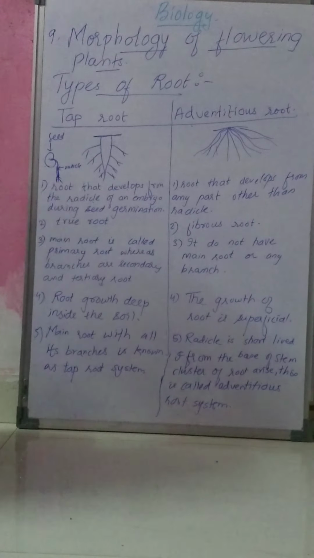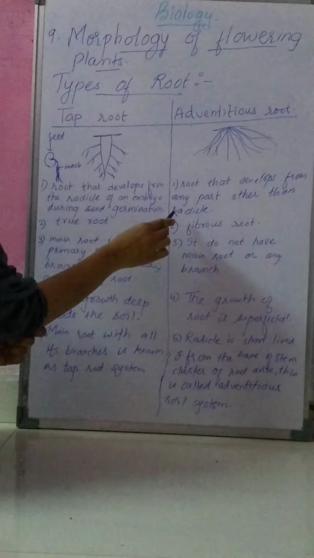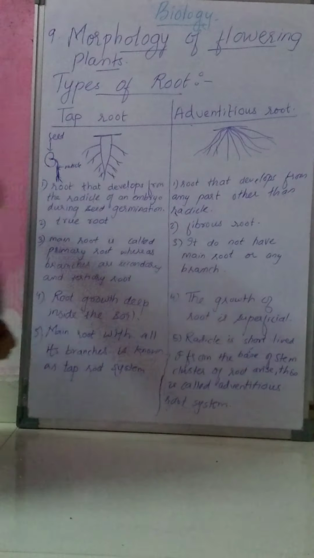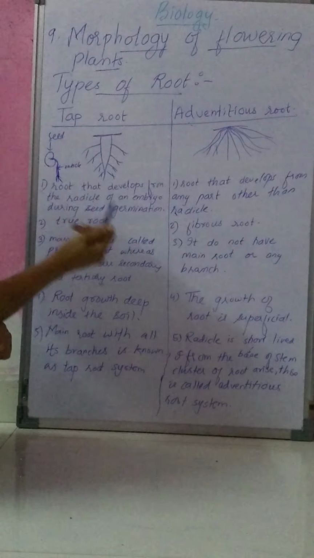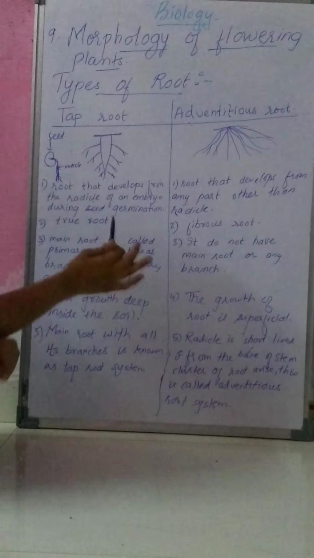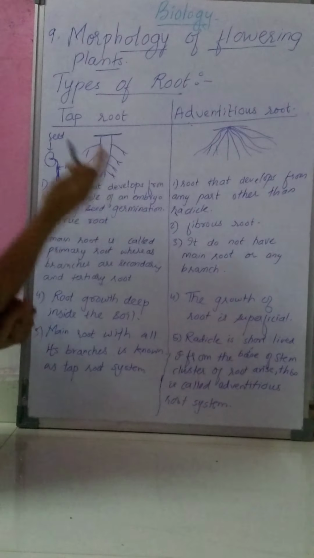Why does the radical not play an important role here? Because here the life of the radical is short. The life of the radical is very short, hence at the time of development of the root, as the radical is not present, this root, that is the adventitious root, develops from any part, you can say the base of the stem, or you can say the leaf. That type of roots are known as adventitious roots. So you can see this root is arising from the base of the stem.